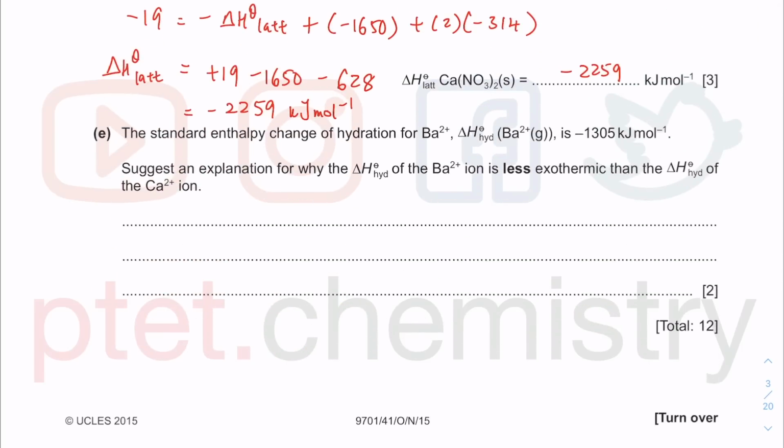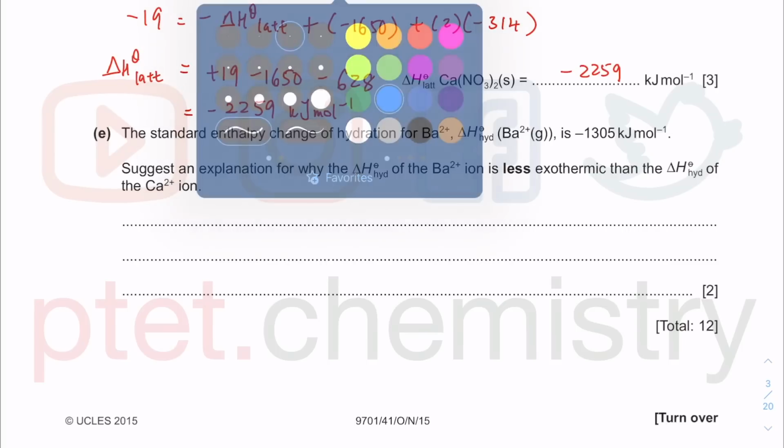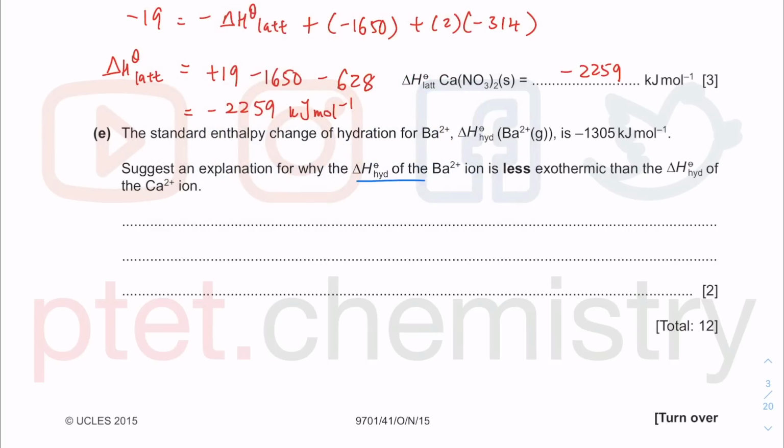Last bit of this question, 12-mark question. This is about comparing the hydration enthalpy of Ba2 plus versus Ca2 plus. The hydration enthalpy of Ba2 plus is less exothermic, so you are forming weaker ion dipole bonds. If you think about ion dipole bonds, you are forming the bond between the ions and the dipole. Both of them are dissolved in water, so it has got nothing to do with the dipole. Everything has got to do with the ion. This is to do with the charge density of the ions.